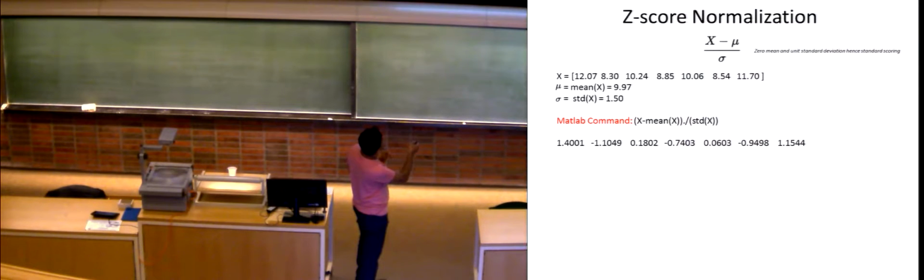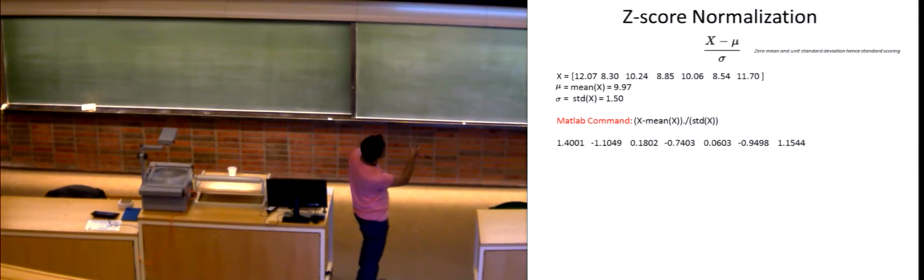You have this example of 7 values here. You compute the mean, you compute the standard deviation, and you just plug these values into this formula. So every value minus the average value, divided by the standard deviation. And this is how you get the value here.